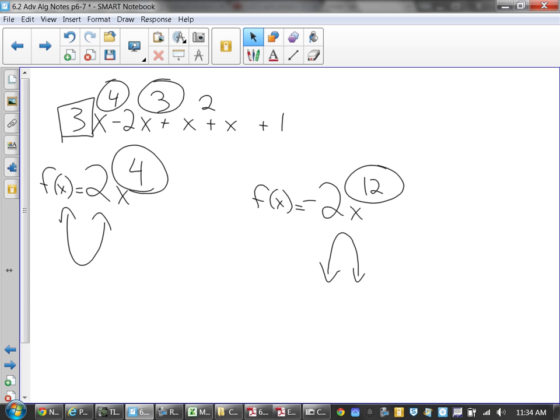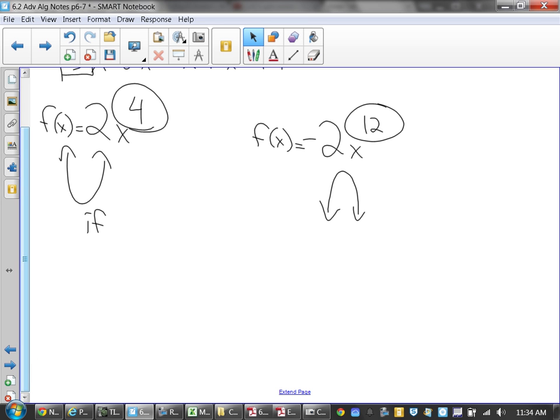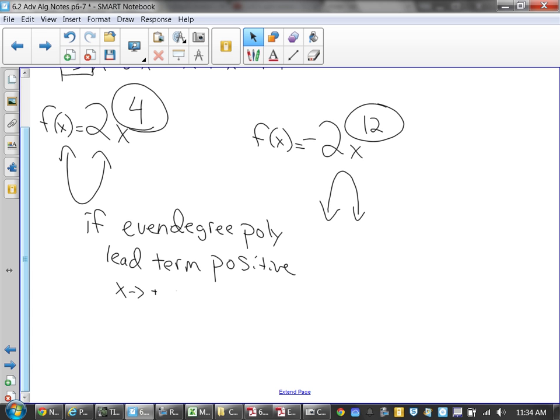So here's what happens. There's a nice little rule here. If you have an even degree polynomial, and the leading term is positive, your tails are going to be: as x approaches positive infinity, f of x will also approach positive infinity. And as x approaches negative infinity, your tail will still be going to positive infinity. It's still going to be up like a cup.